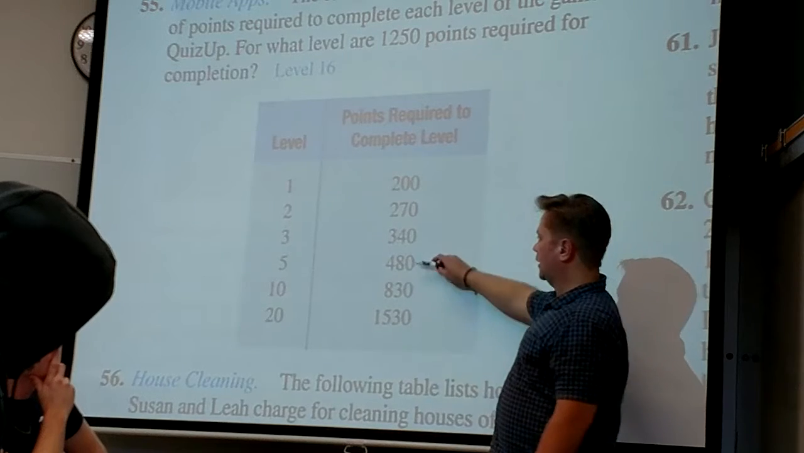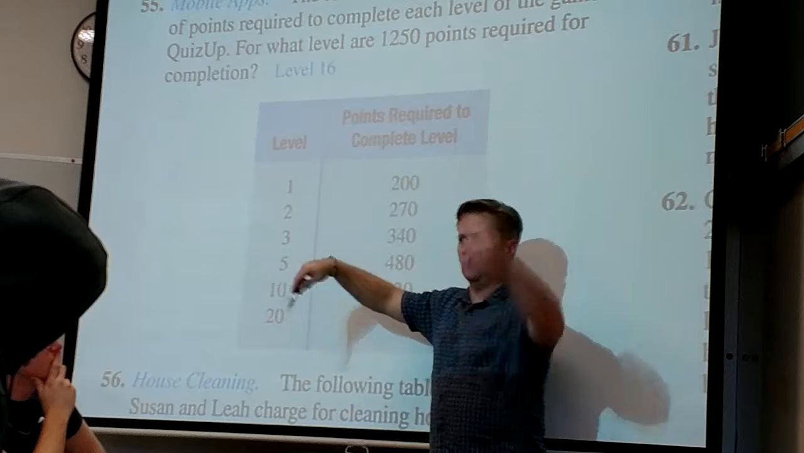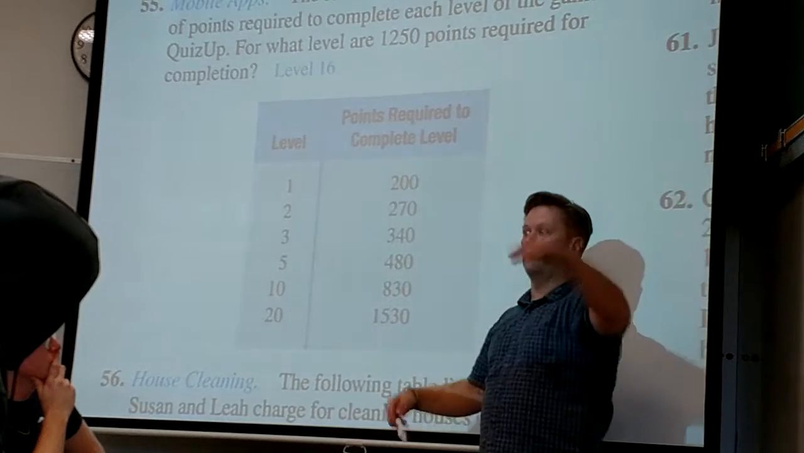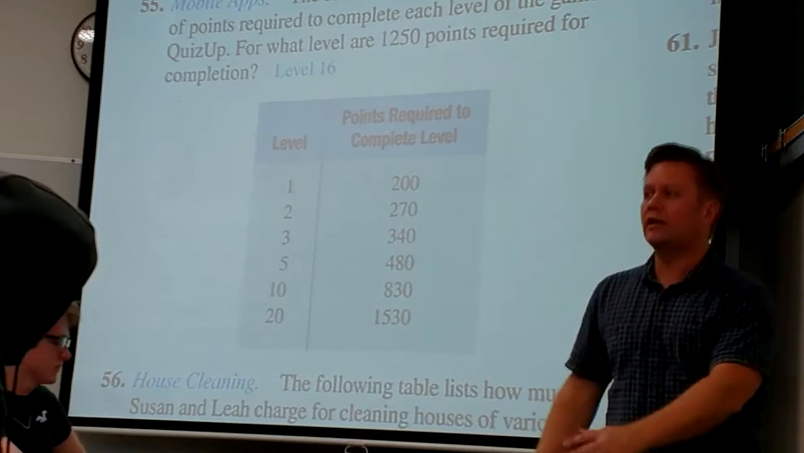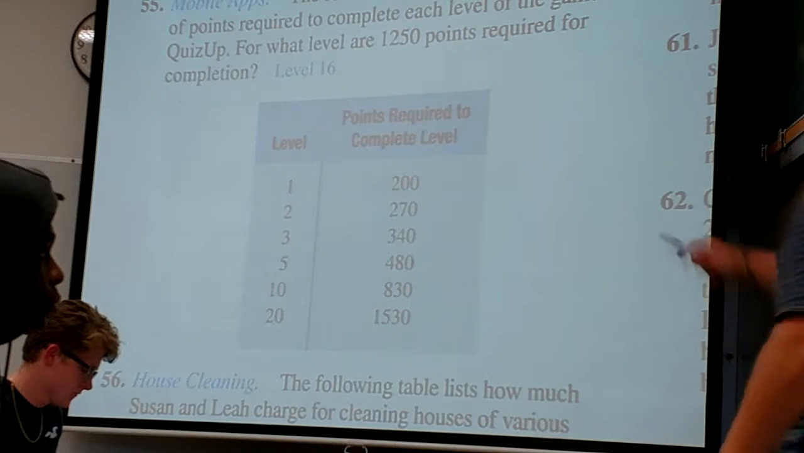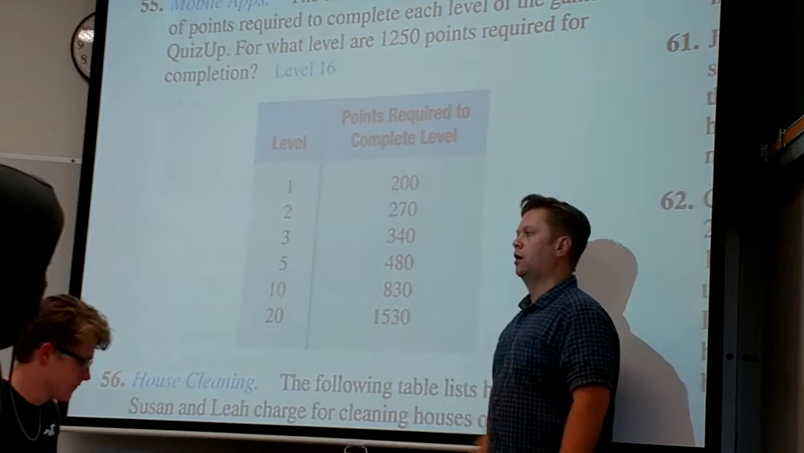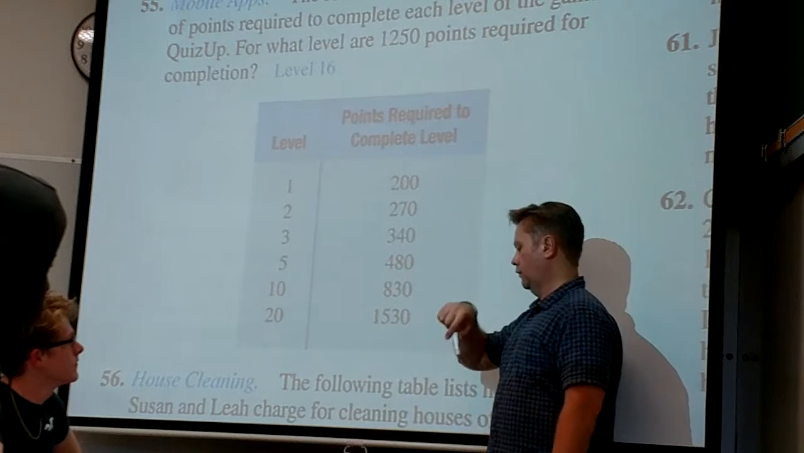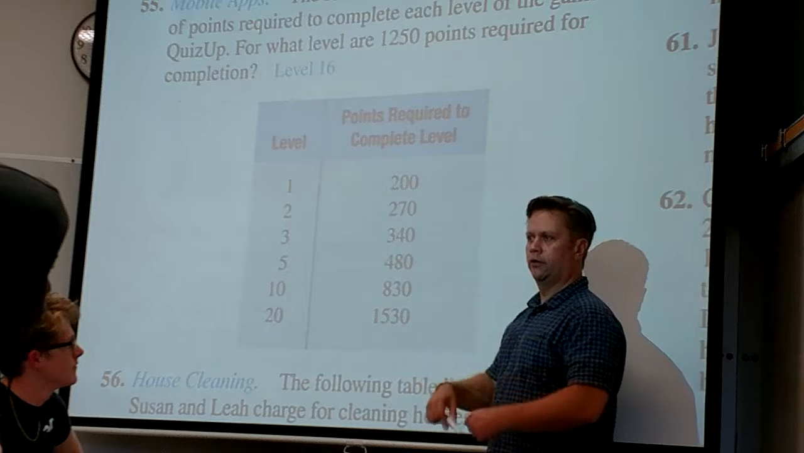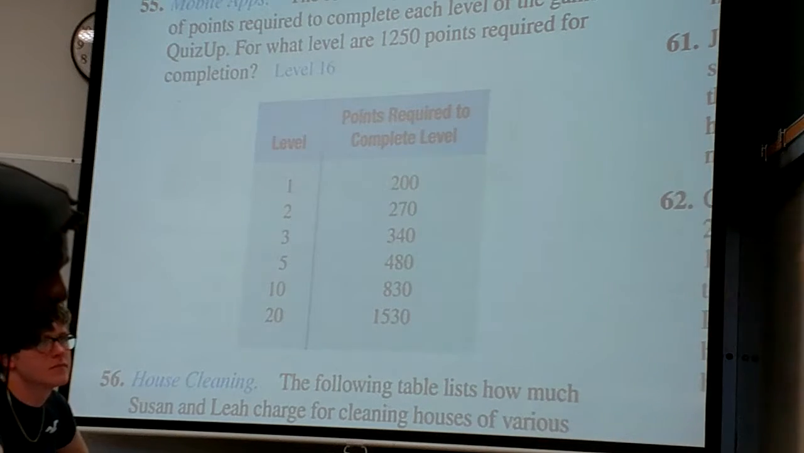So you could just make the table between 10 and 20 go 11, add 70, 12, add 70. But the whole purpose of this class is to become a little more sophisticated. What if it was between 100 and 200? You'd want to do 100, 101, 102, 103, 104, 105, 106, 107, 108. No. So how do I do this algebraically?